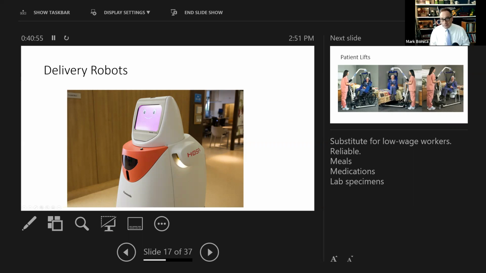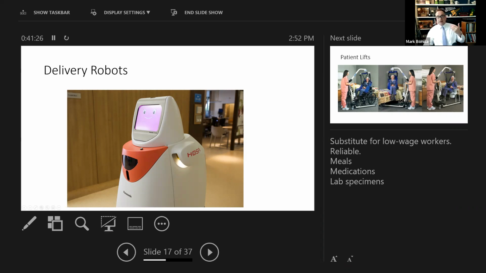But it also doesn't have any human interaction. It doesn't make patients feel good when they see it, and so on. But it is highly reliable, right? And it can be used for delivering a whole range of things. Meals, right? You could imagine the kitchen prepping the meals and then putting them inside the robot and sending it up to the ward. I already talked about labs. Medications, right? The inpatient pharmacy could be making up medications, putting them in the little robot, and the robot could go up and deliver them.